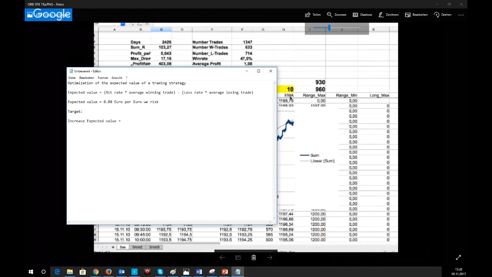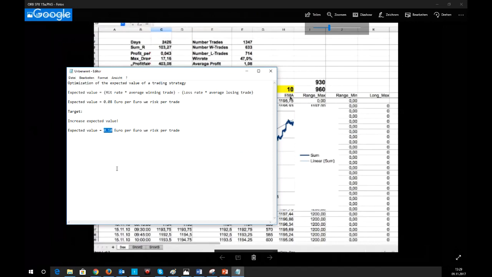It's also true for small traders, for retail traders: increase the expected value. That means nothing more than, let's say you are capable of increasing the overall expected value from 0.08 to 0.1, so making 10 cents per euro risk per trade. Well, that means nothing more than that you just increase the profitability by another 25%.